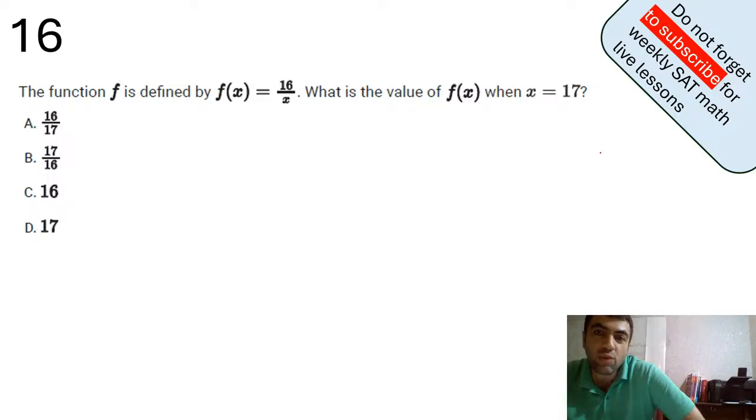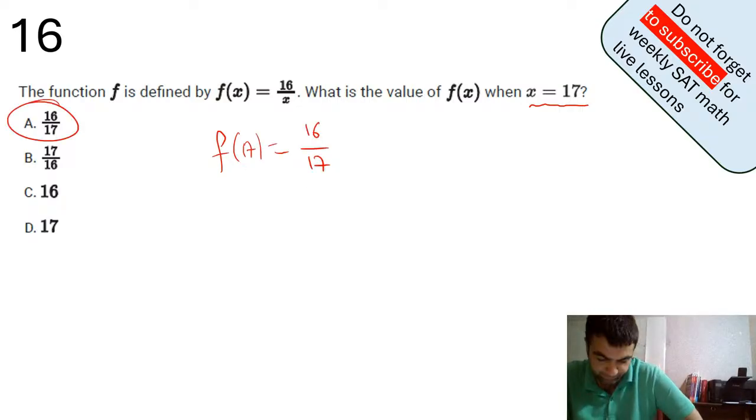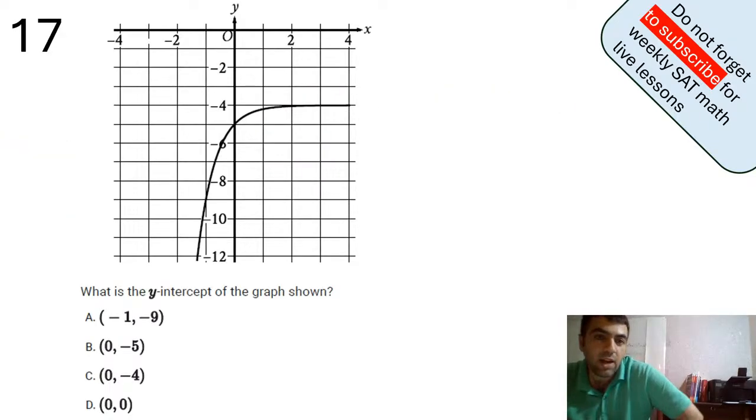The function f is defined. What's the value of f of x when x is equal to 17? Mr. Shahin says it is A. F of 17 is equal to 16 over 17, right? And this is A. You were right, Mr. Shahin and Mr. Sahib. You were right. What's the y-intercept of the graph shown? Y-intercept.